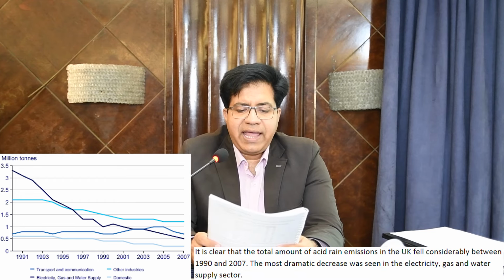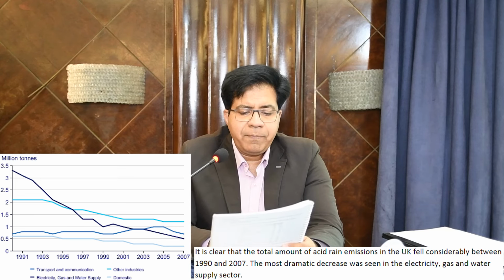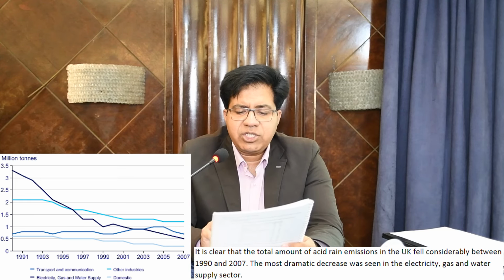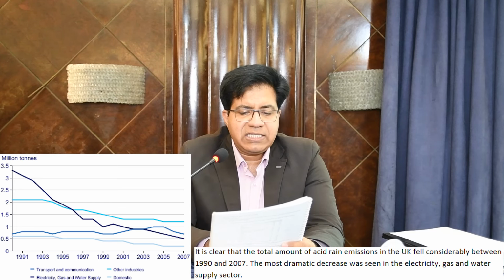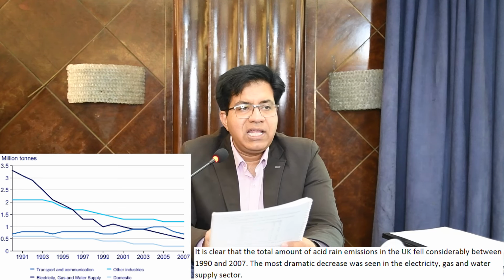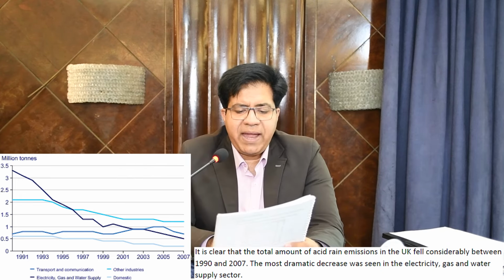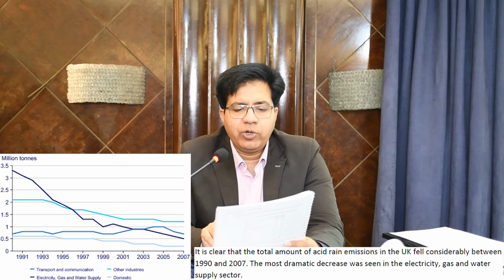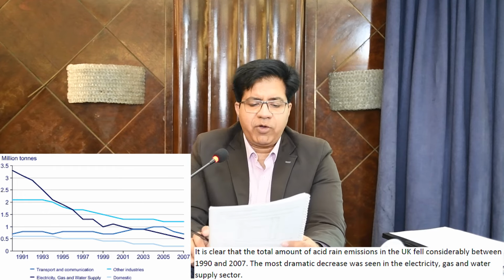Next, it is clear that this is what we call overview. Overview means overall. It is clear that the total amount of acid rain emissions in the UK fell considerably between 1990 and 2007. Can you see that? Fell considerably means it's a downward trend. The most dramatic decrease was seen in the electricity, gas and water. Can you see that? Electricity, maybe it's the top one, then there is gas and then there is water supply sector. Now you will talk about some of these things in detail.